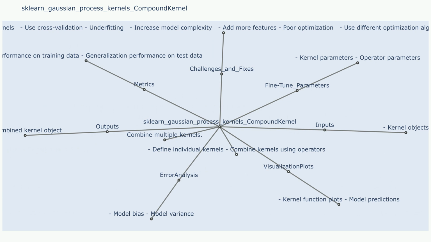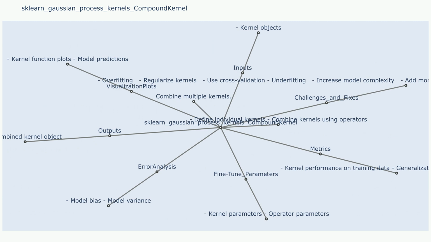You can use this combined kernel object in your Gaussian process model to make predictions. Kernel weights, optional if you provided weights as input. The compound kernel class also returns the weights that were applied to each individual kernel.